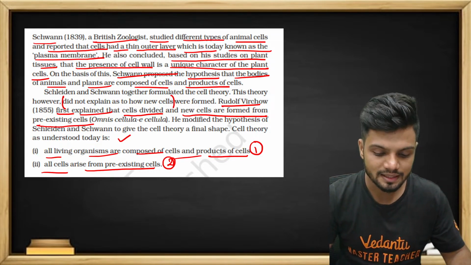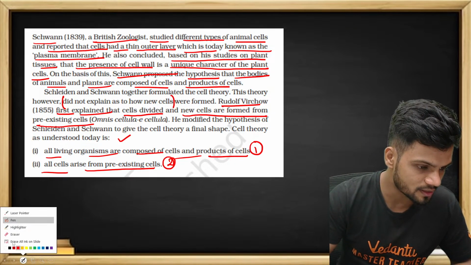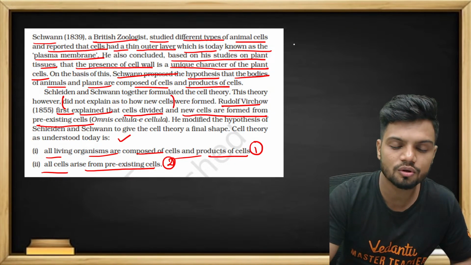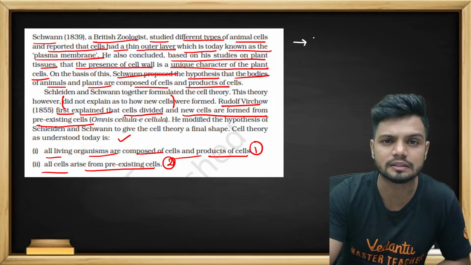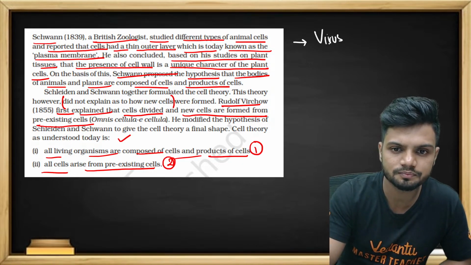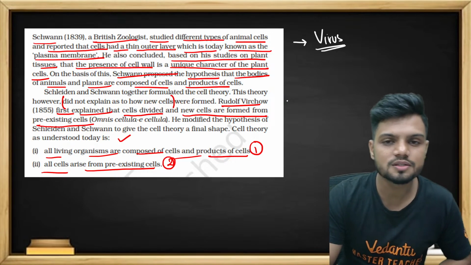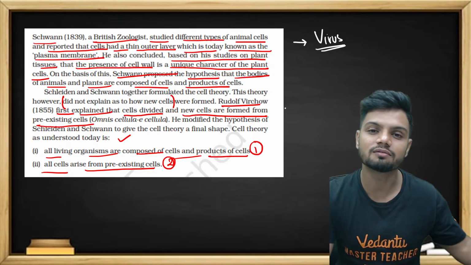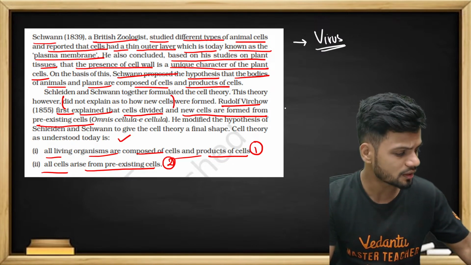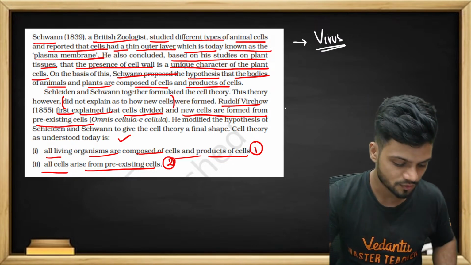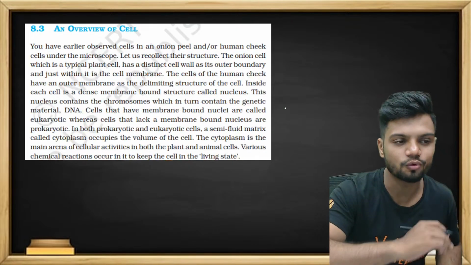So with that, cell theory is over. Now you need to understand there are a few organisms which do not follow cell theory. For example, a virus, a heart cell, a neuron. All of these do not follow the cell theory because they do not divide. They do not divide at all. So with that, the first part is over.